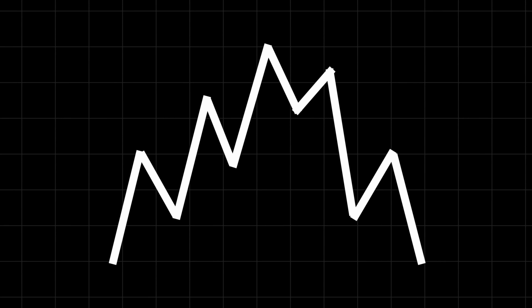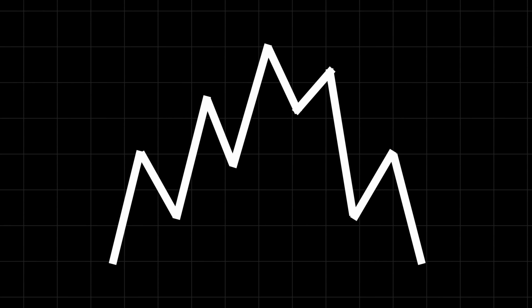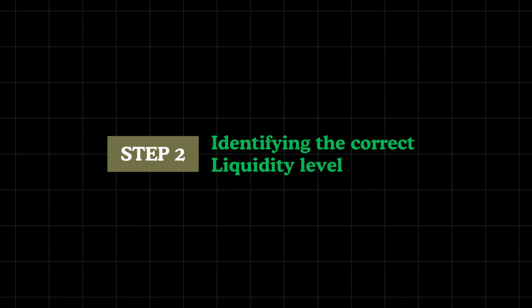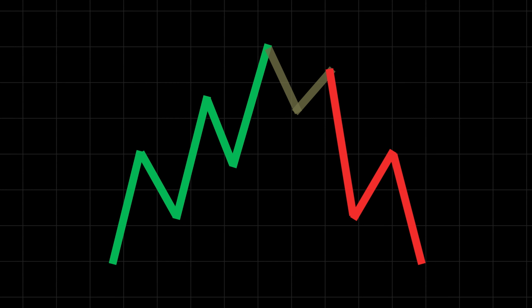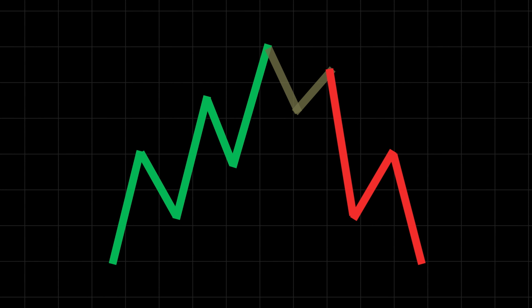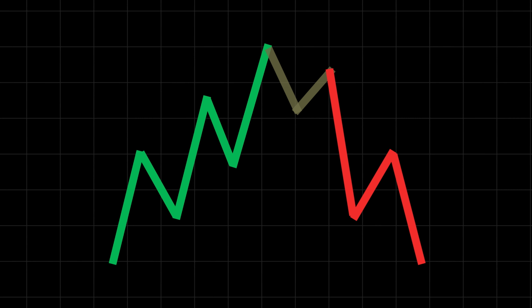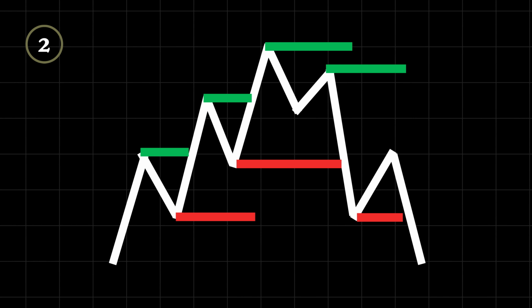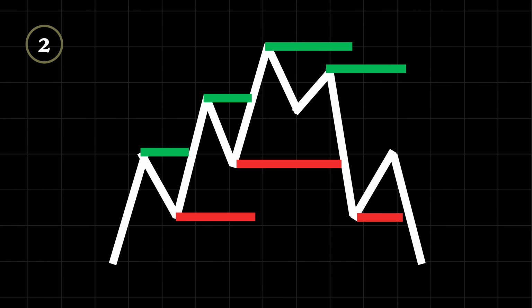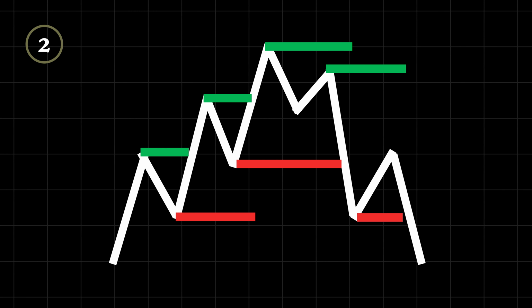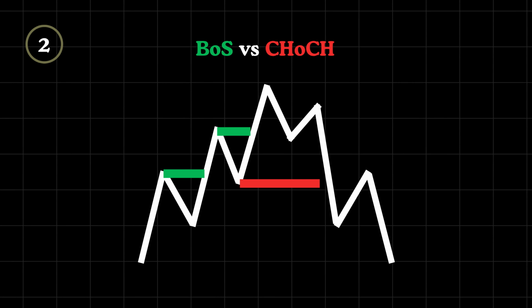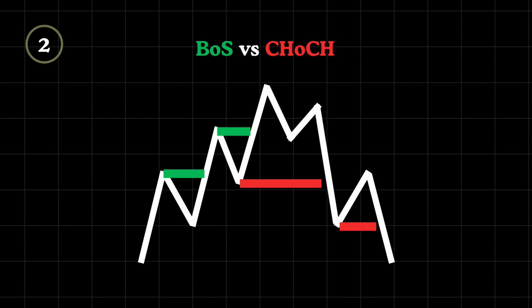For our next step, we're going to cover order flow, and how it guides us in identifying the correct liquidity level to focus on. When analyzing a chart, the first thing we should do is determine whether the current order flow is bullish or bearish. This is based on whether price is moving through buy-side or sell-side liquidity. At first glance, this can seem a bit overwhelming, but it becomes clearer when we apply two key ideas: break of structure, BOS, and change of character, CHOCH.